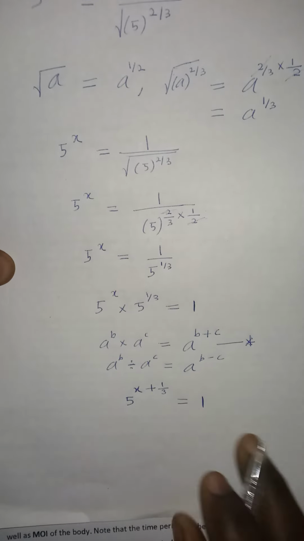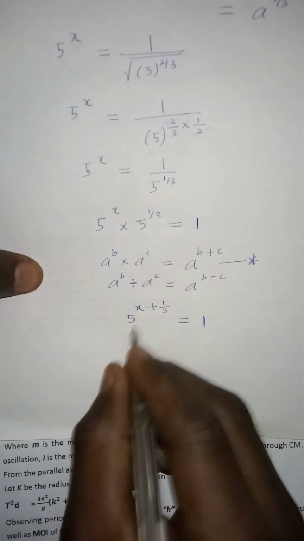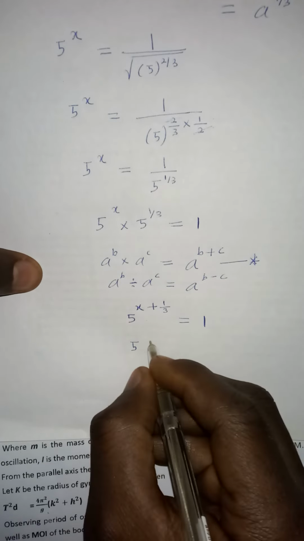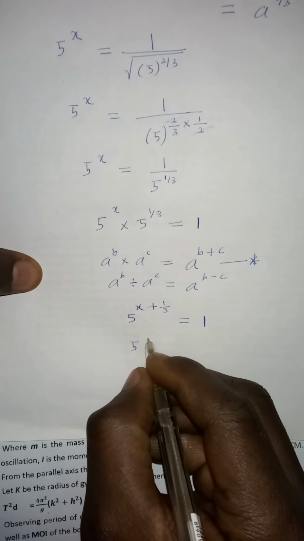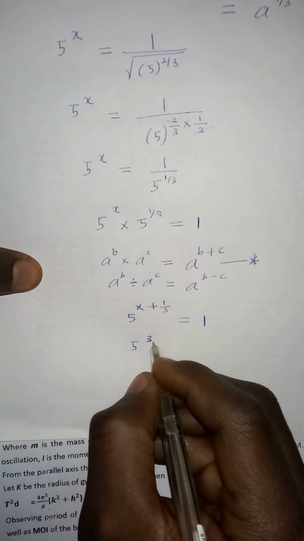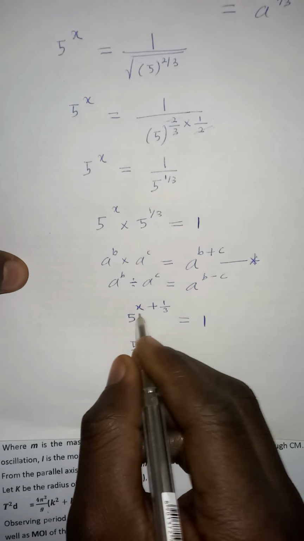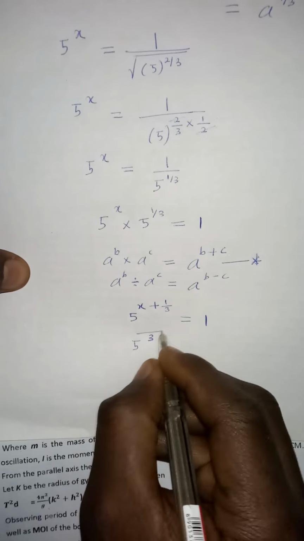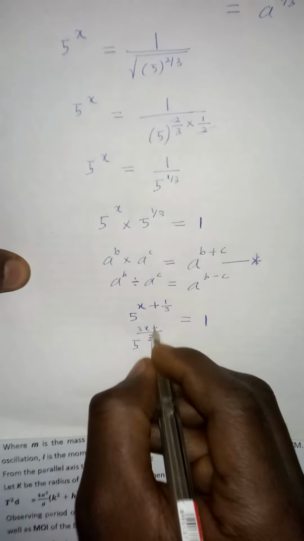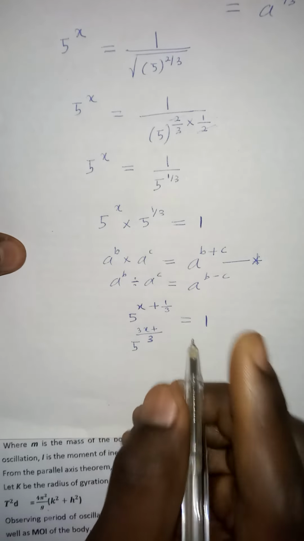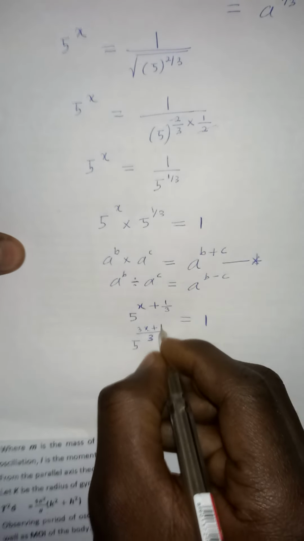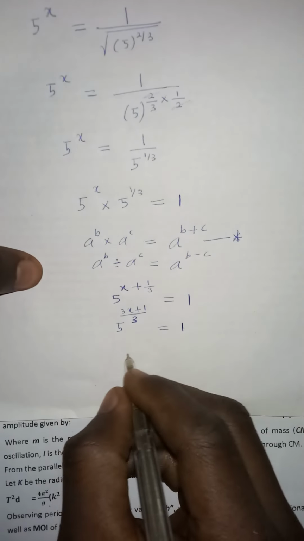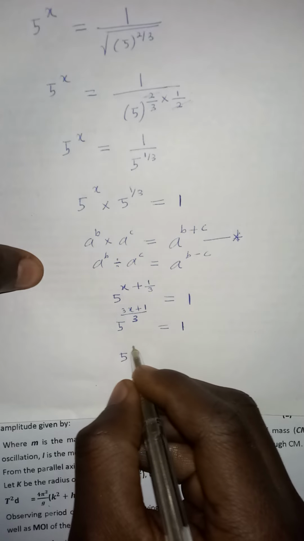From here we can just find the LCM at the power. So this is going to be 5 raised to power the LCM of x in addition to 1 over 3, which is 3. So 3 divided by 1 is 3, and 3 times x is 3x. Plus 3 divided by 3 at the denominator is 1, so 1 times 1 is 1. So this is equal to 1, and this is 5 raised to power 3x plus 1 over 3.